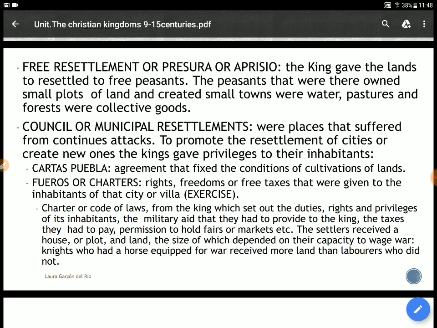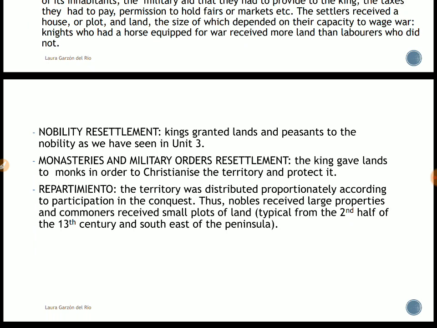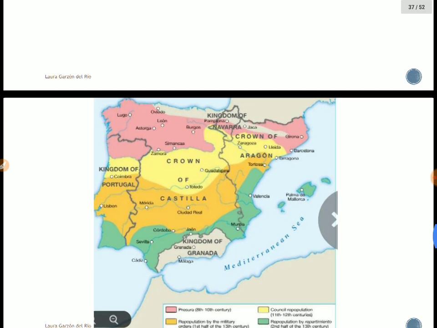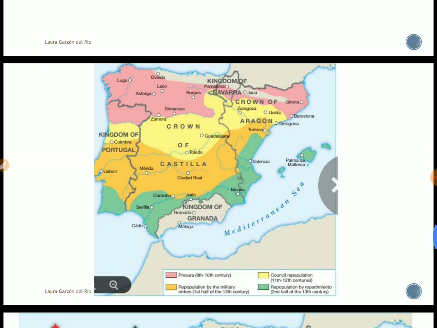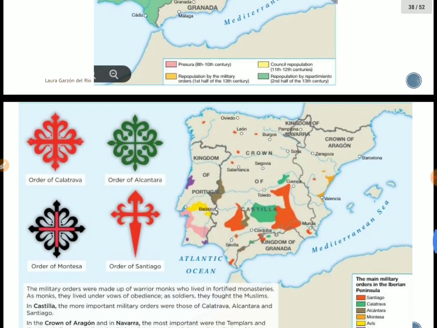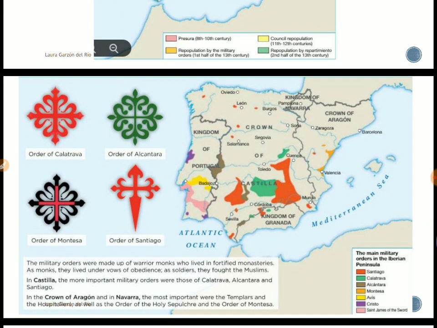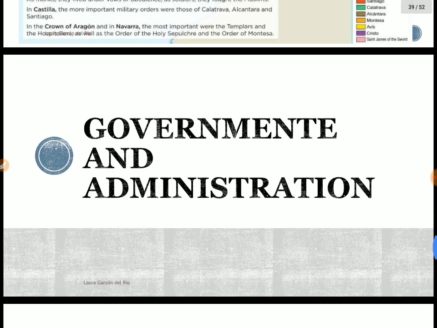You have an exercise where you can read more about the rights that they give. We'll have nobility resettlements, and military orders or monasteries, religious resettlements, or the repartimento. And here you have the main parts divided in a map, where the presura, the population by the military orders, council population, or repartimento are going to be more important. You have here a map that shows the main military orders.